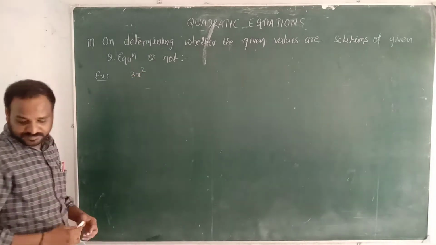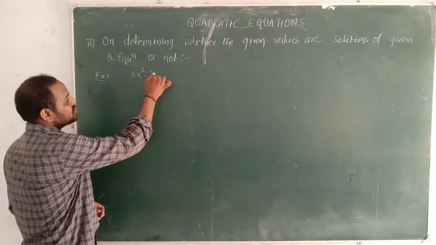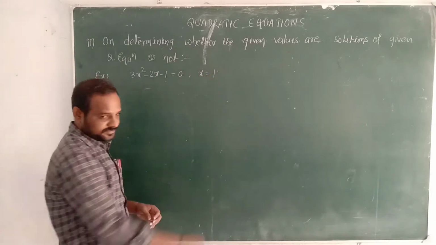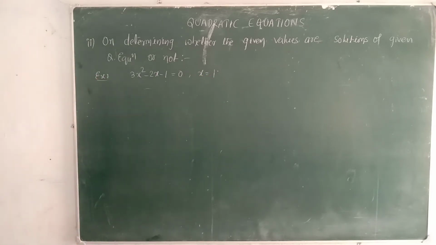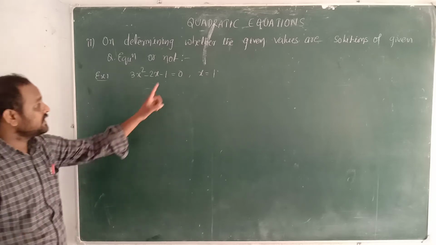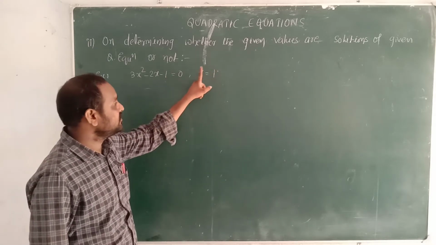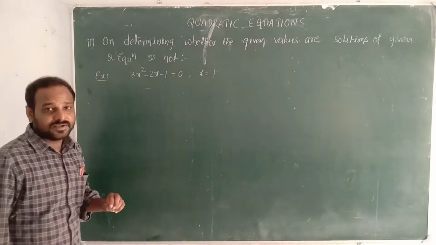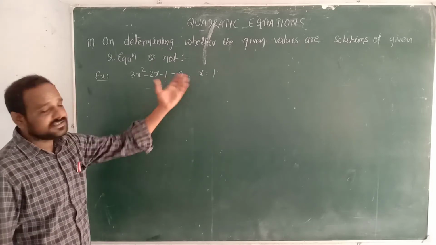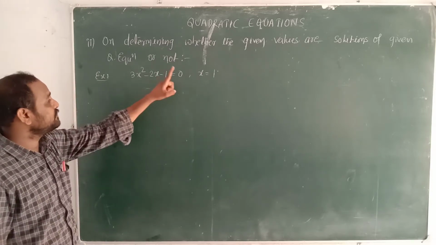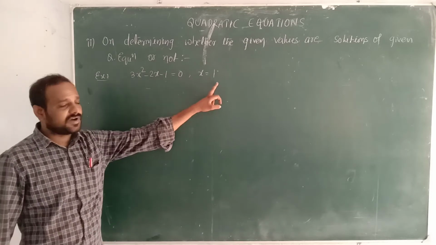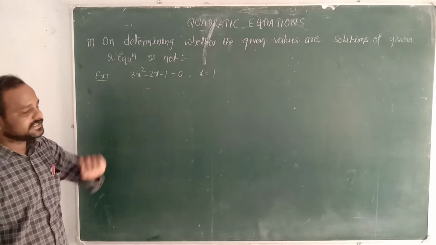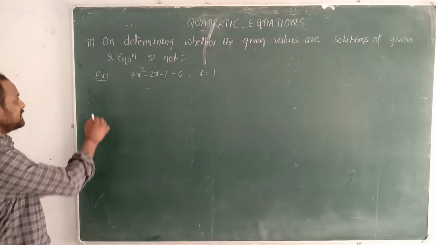3x square minus 2x minus 1 is equal to 0 and x is equal to 1. So we have to check whether the given value of x, which is 1, is a solution of this equation or not. If we substitute 1 instead of x in this equation and get 0, then we can say that it is a solution for the given equation.